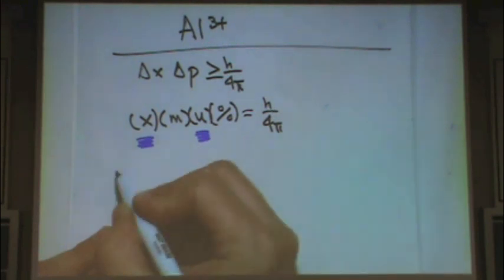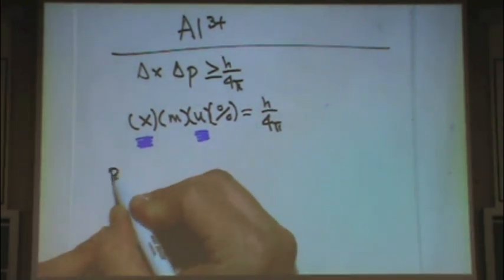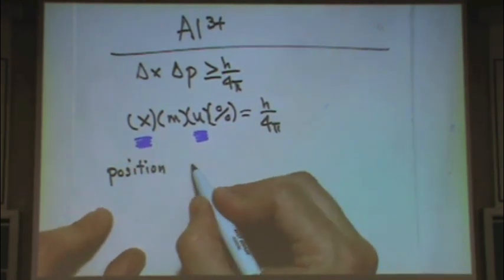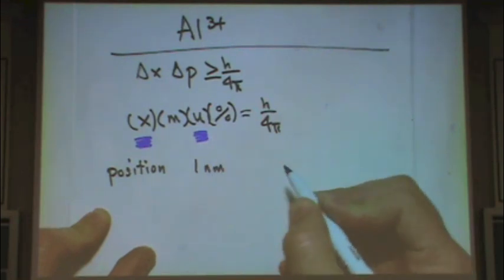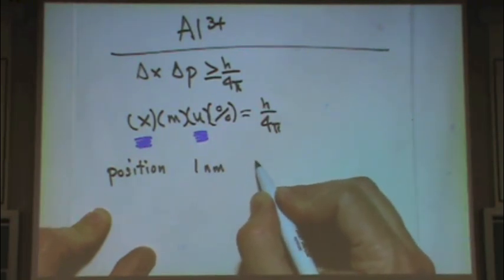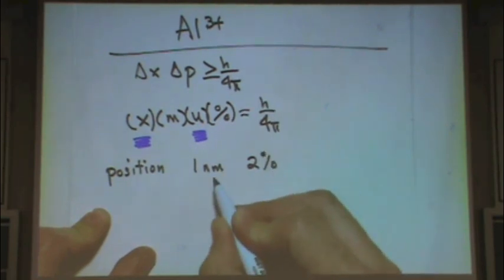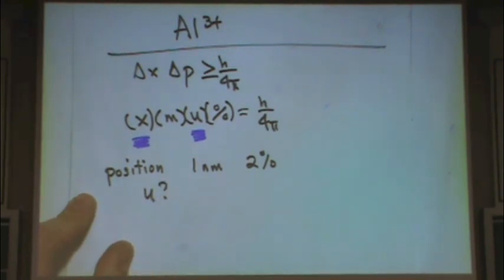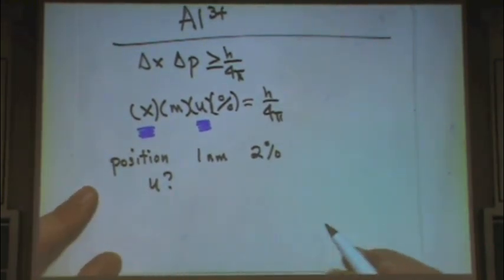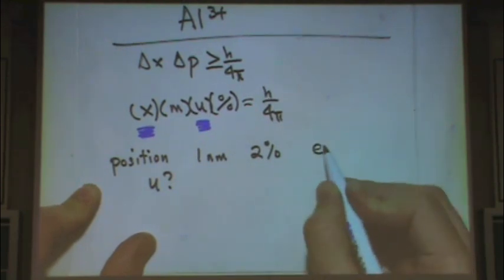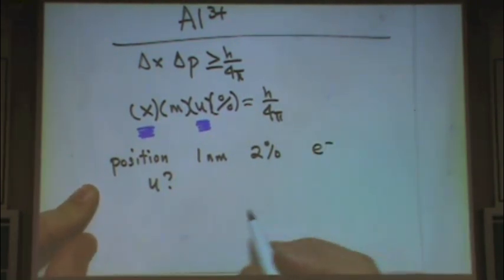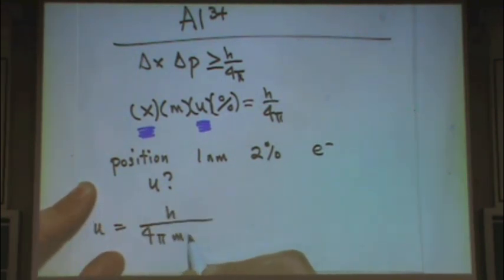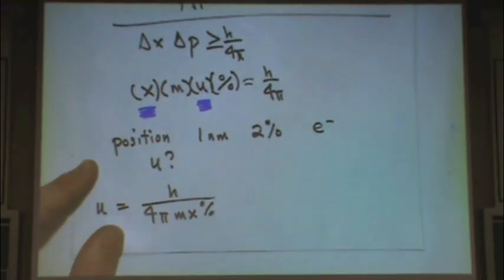So it'll say something like, you know the position within 1 nanometer and accuracy of 2%, something like that. Okay, you know the position within that distance, and they'll want to know what's the velocity. Okay, that would be a typical kind of question. And you can say, let's say this is for electrons. Okay? So what you would do is say, okay, you want the velocity, so velocity is h over 4 pi m x %. Okay? Let's go to the next page.